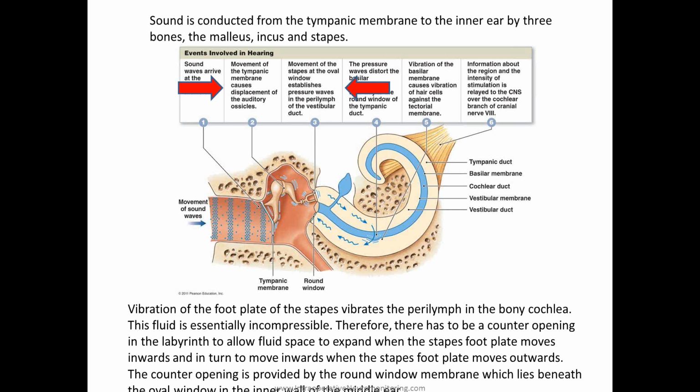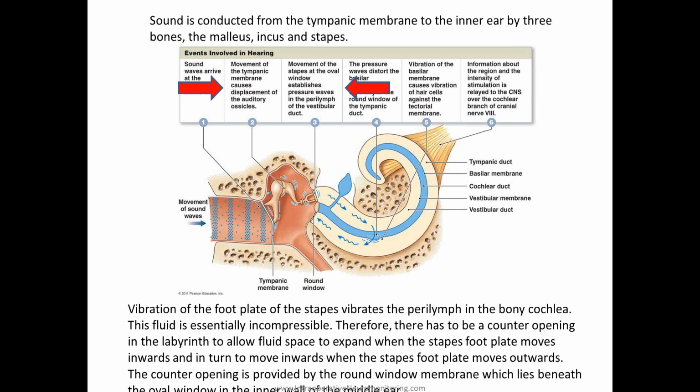So the next event in hearing is that movement of the tympanic membrane causes displacement of the auditory ossicles. Those are the 3 tiny little bones, the malleus, the incus, and the stapes. And the stupid way I remember this is somebody whispering in my ear, MIS, spelling out Mississippi, because that's the order that goes in from peripheral to central: MIS, or the malleus, incus, stapes.